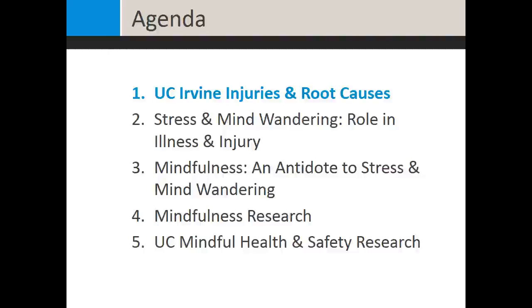So our agenda for this conference call is to first talk about UC Irvine injuries and their root causes, and then we'll get into stress and mind wandering, their role in illness and injury, as well as the fact that mindfulness can be an antidote to stress and mind wandering. We'll do an overview of some of the mindfulness research and then get more specifically into the research that we are conducting.